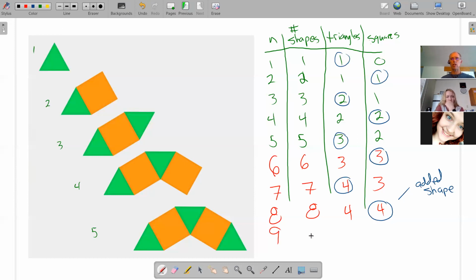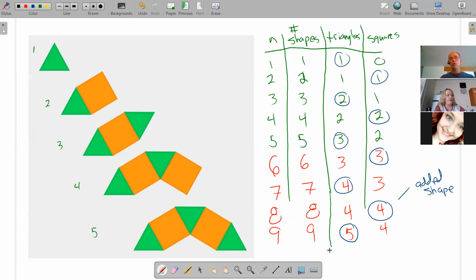The ninth one should have 9 shapes. Last I added a square, so this time I better add a triangle. And the squares stay the same, and I'm going to circle that 5 because that's where I added something. Okay, so I'm starting to get a feel for this pattern here.